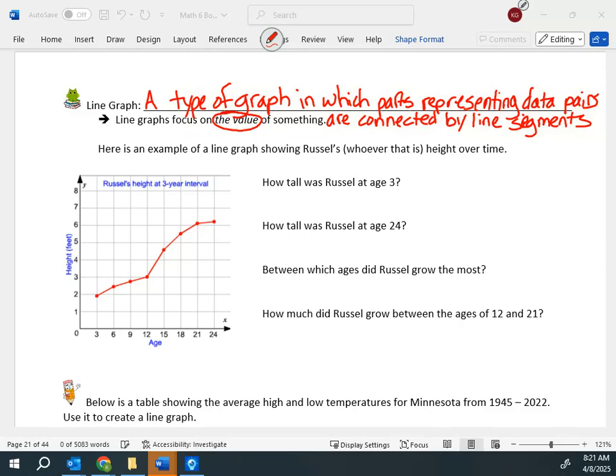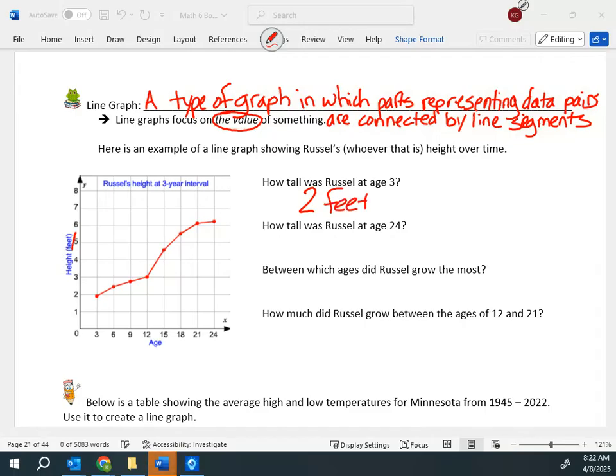So here's an example of a line graph showing Russell's, whoever that is, height over time. We can see his height at 3-year intervals. So his age at 0, at 3, at 6, at 9, at 12. Going up the y-axis is the height. How tall is he in feet? So it tells us what that measurement is. How tall was Russell at age 3? We look at when he was 3 years old. We come up here and we see that he was 2 feet.